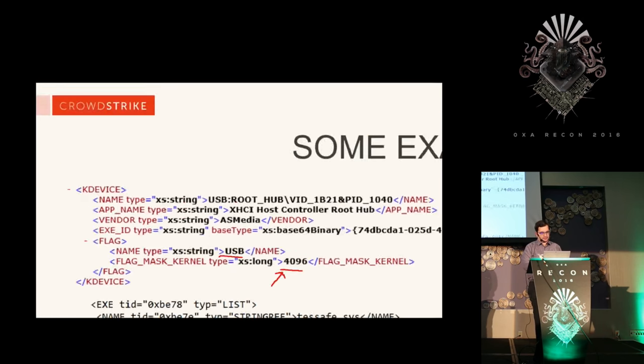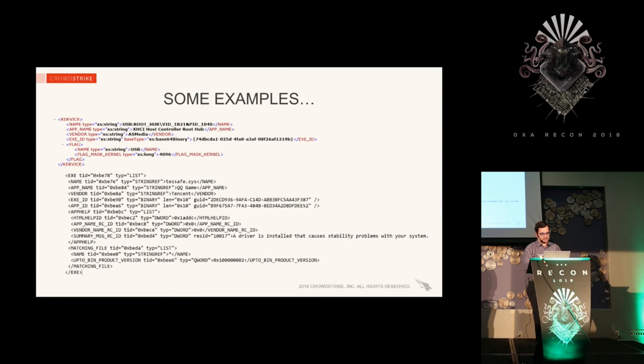An example of a driver shim is at the bottom, and this is basically saying that tessafe.sys, a QQ game from Tencent, I love it when games load kernel drivers. Makes me feel really safe. This pops up a message that says, a driver is installed that causes stability problems with your system. No surprise. And then it basically has the product version associated with that. So that's an example of an app help shim that basically says, yeah, we're not going to let you load this driver.